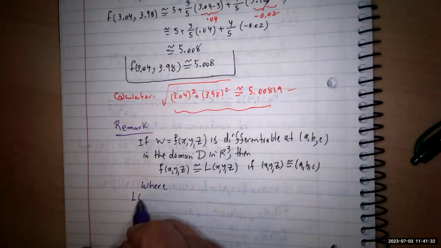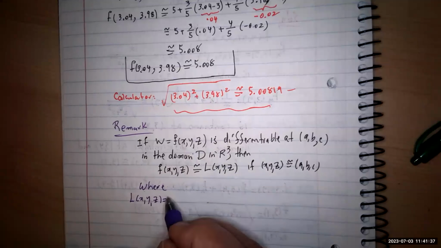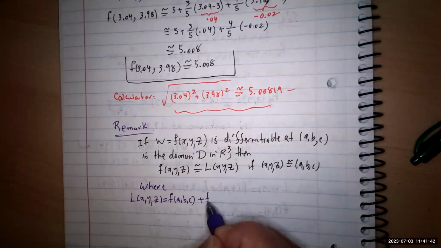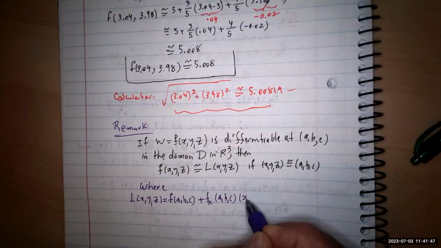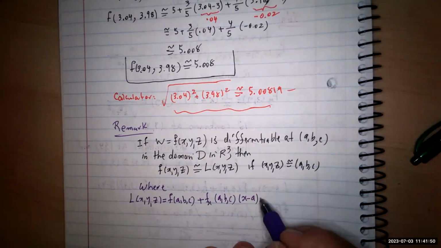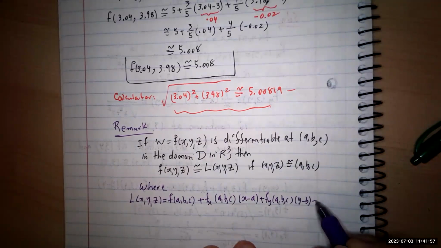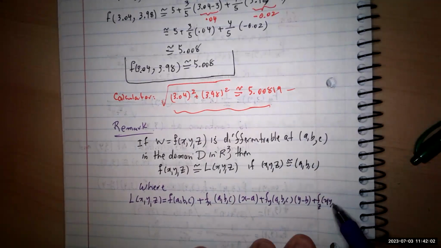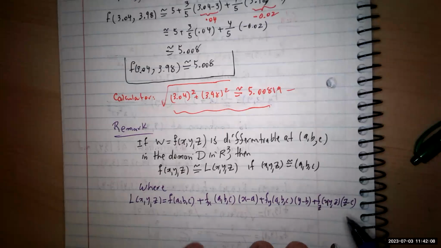the linearization L of x, y, z, you start with the value of the function, f of a, b, c, then the partials: f sub x at (a, b, c) times x minus a, then f sub y at (a, b, c) times y minus b, and f sub z at (a, b, c) times z minus c. That's going to be the one.